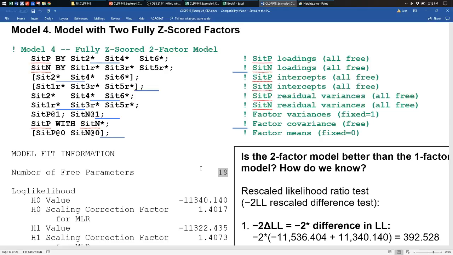So another way of thinking about this two-factor model is that if I had said sit P with sit N at 1, given that these factors both have variances set to 1, that becomes a correlation. If I had said with at 1, I get back to my original one-factor model. So to the extent that the correlation between these two factors is less than 1, two-factor fits better than 1. So this is a nested model comparison.